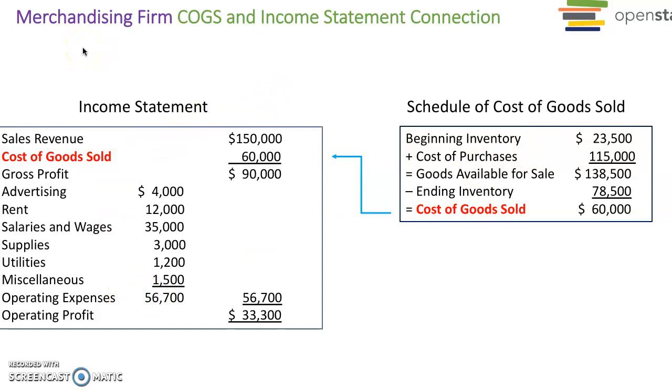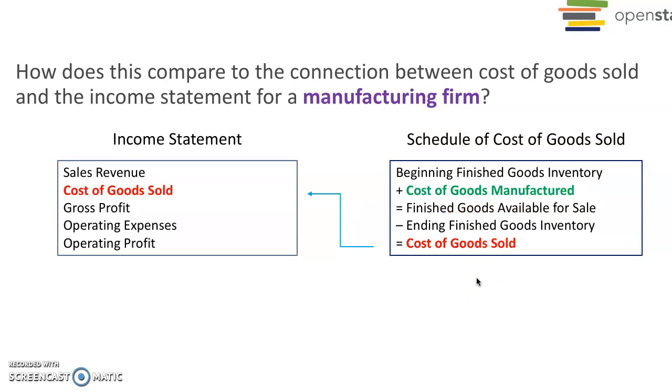In a manufacturing company, instead of using purchases to calculate cost of goods sold, we need to calculate cost of goods manufactured to calculate cost of goods sold, because a manufacturing firm actually produces the inventory they sell. So the formula is a little different. Instead of purchases, we're going to look at cost of goods manufactured added to beginning inventory minus ending inventory. That gives you cost of goods sold.